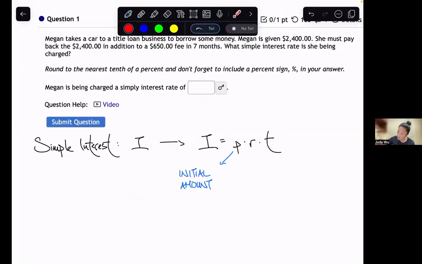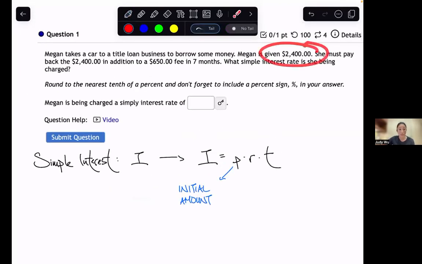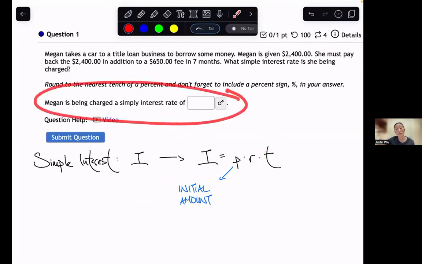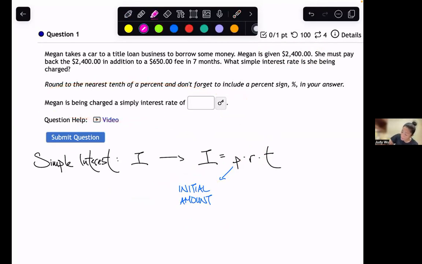When we look at this problem, we see that Megan took out a loan of $2,400, so that is going to be our initial amount. The R is actually what we're looking for, because in this question we're trying to find her interest rate that she was charged. What simple interest rate is she being charged? That's going to be the R in our equation. This is our interest rate.